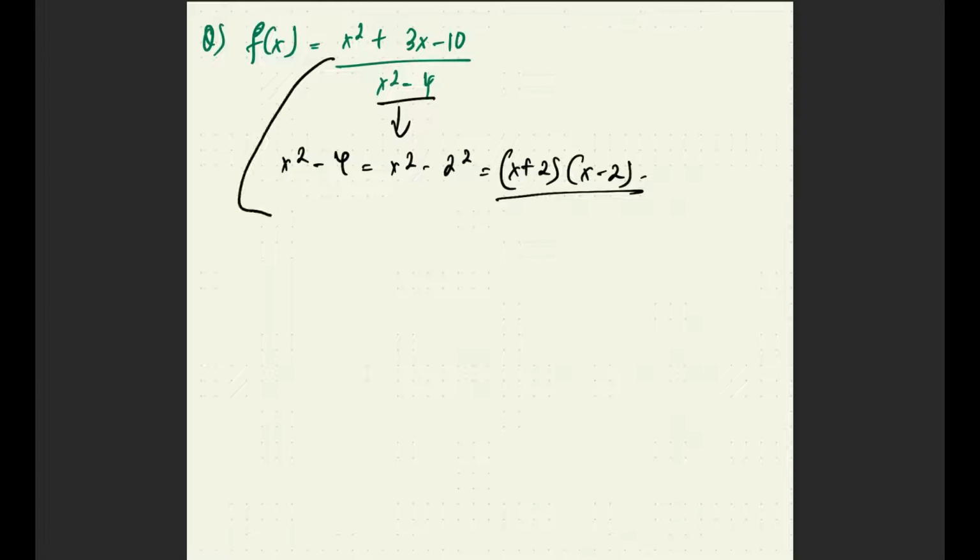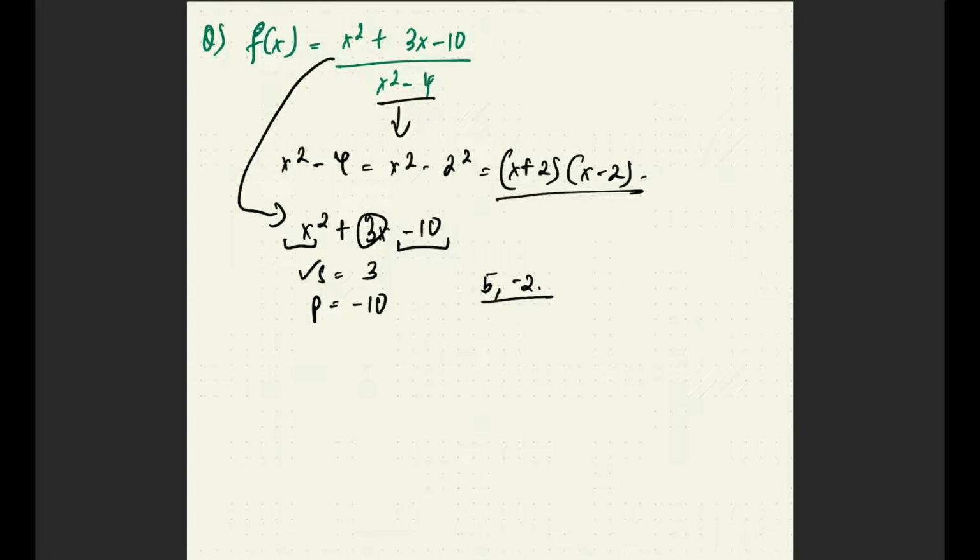The top over here is a polynomial, so I can also factor it out. So x squared plus 3x minus 10. My sum is 3, and my product is the coefficient of x squared multiplied by minus 10, so it's just 1 times minus 10, which is minus 10. I need to find two numbers that add up to give me plus 3 but multiply to give me minus 10. It's pretty obvious. In this case, our two numbers are going to be 5 and minus 2, because 5 plus minus 2 gives our sum, which is plus 3, and 5 times minus 2 gives our product, which is minus 10.